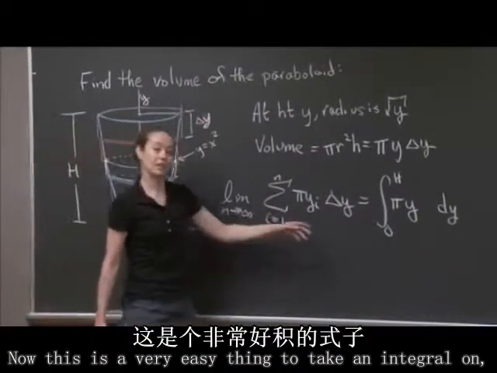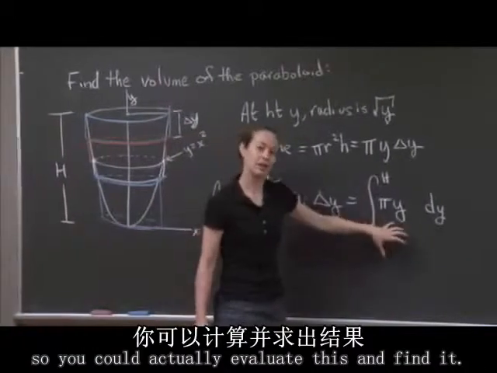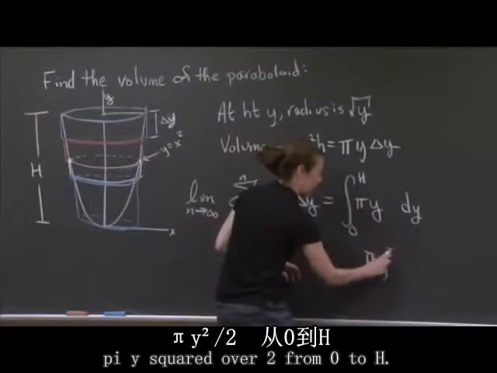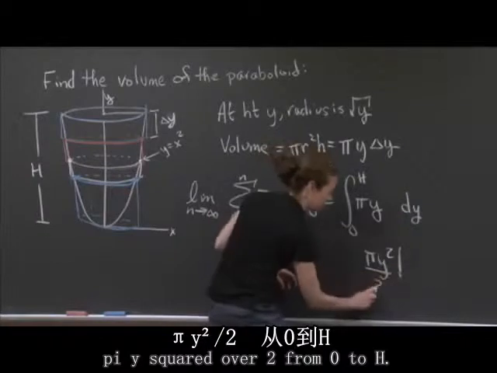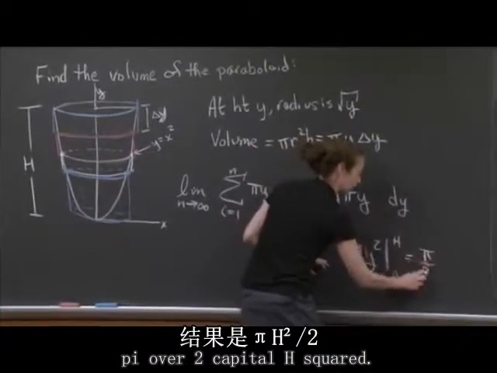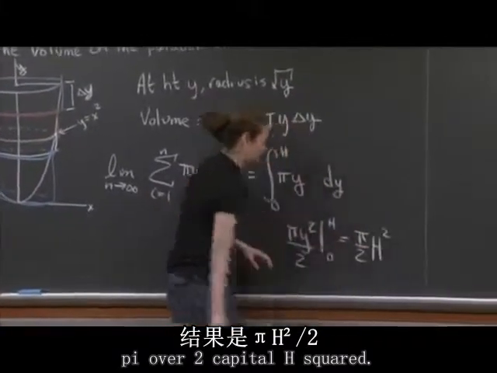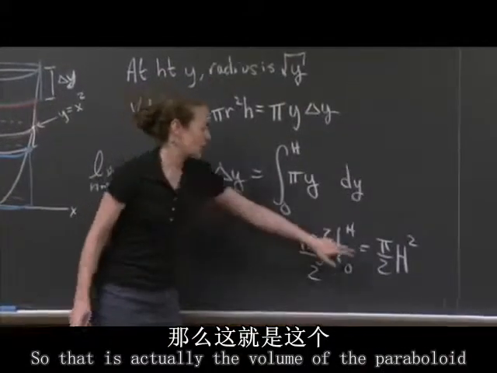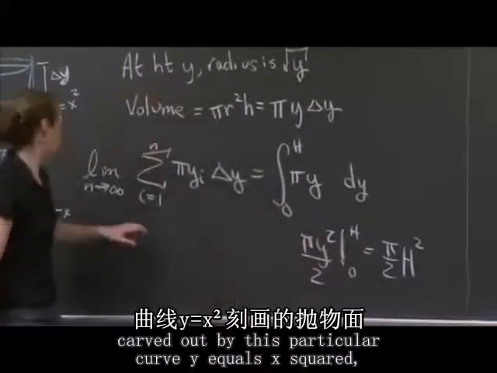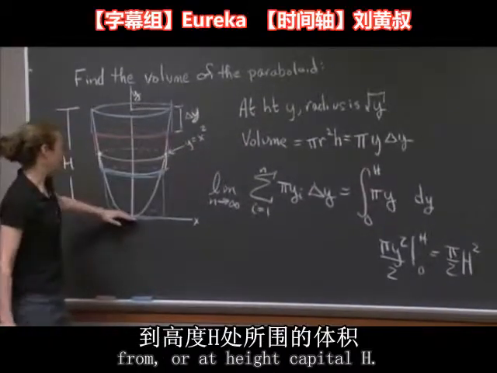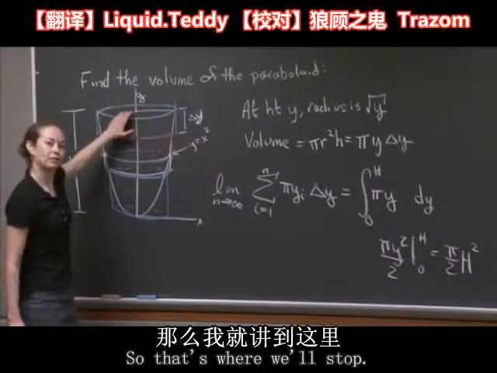Now, this is a very easy thing to take an integral of, so you could actually evaluate this and find it. I believe you'll get something like pi y squared over 2 from 0 to h. So you should get something like pi over 2 capital H squared. You can check my math, but I think that's correct. So that is actually the volume of the paraboloid carved out by this particular curve, y equals x squared, at height capital H. So that's where we'll stop.